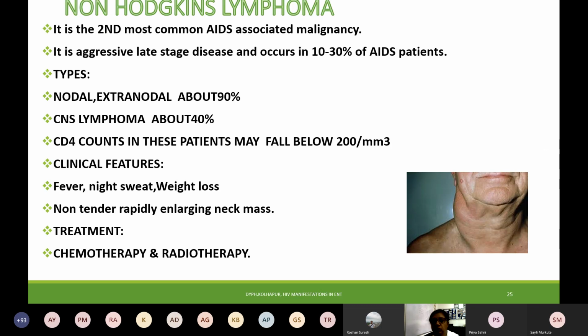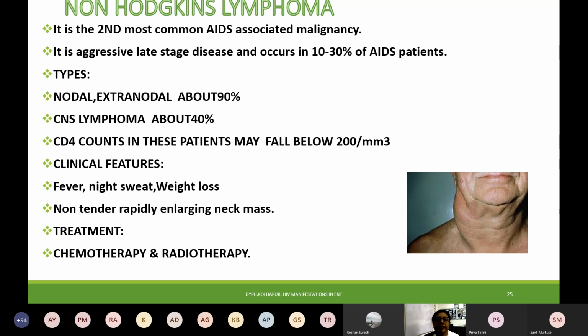Many of the patients who come to us with neck fullness, especially to ENT surgeons, you must always think of tuberculosis, non-Hodgkin's lymphoma associated with AIDS. It is the second most common AIDS-associated malignancy. It is an aggressive, late-stage disease and occurs in around 10 to 30% of AIDS patients. The types are nodal, extranodal, that is about 90%, and about 40% are CNS lymphoma.